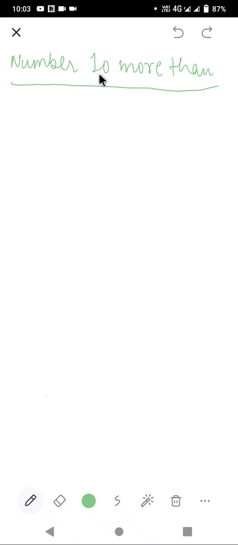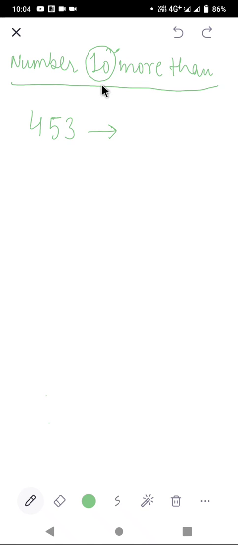So let's see how to find out the number 10 more than. Let's take an example: 453. What is 10 more than 453? We have to find 10 more than. I told you that to find out 10 more than, we need to add. We add 10 when we need to find out more than.